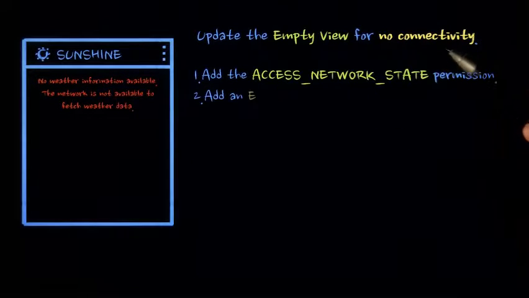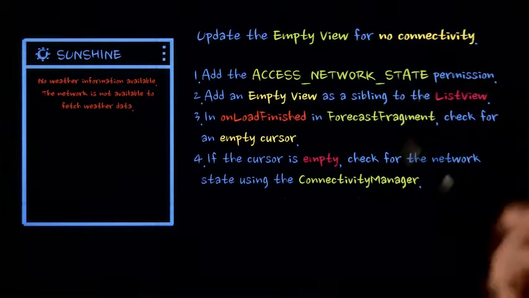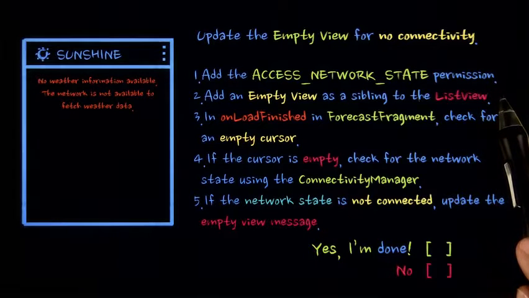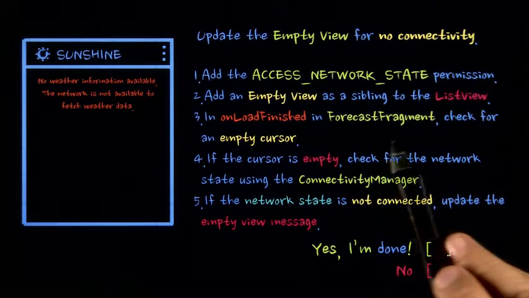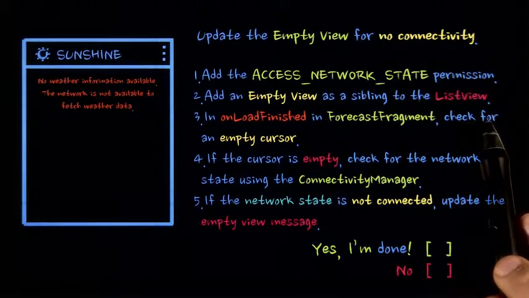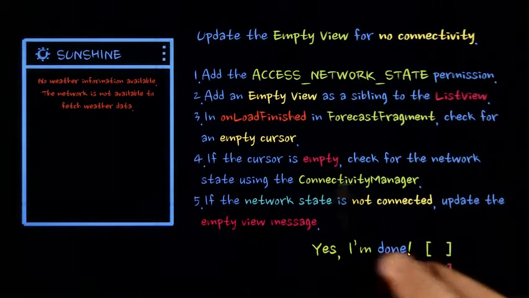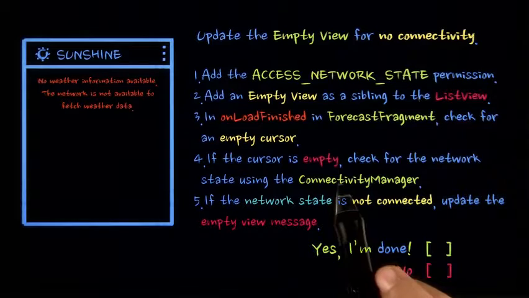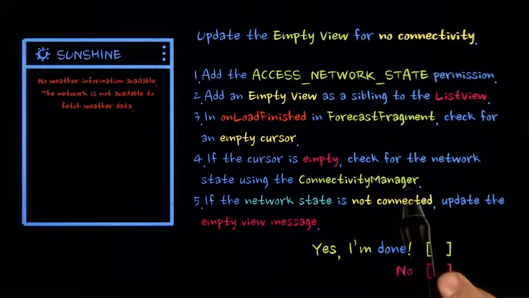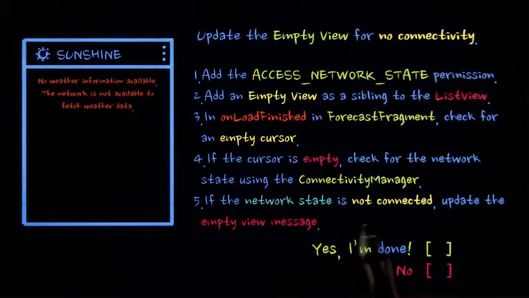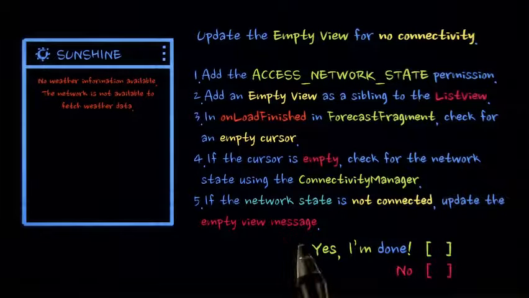We're going to update the empty view for no connectivity. First, we're going to add the access network state permission. Then you're going to want to add an empty view as a sibling to the list view. In onLoadFinished in the forecast fragment, as we just went over, check for an empty cursor. If the cursor is empty, check for the network state using the connectivity manager. If the network state is not connected, update the empty view message.